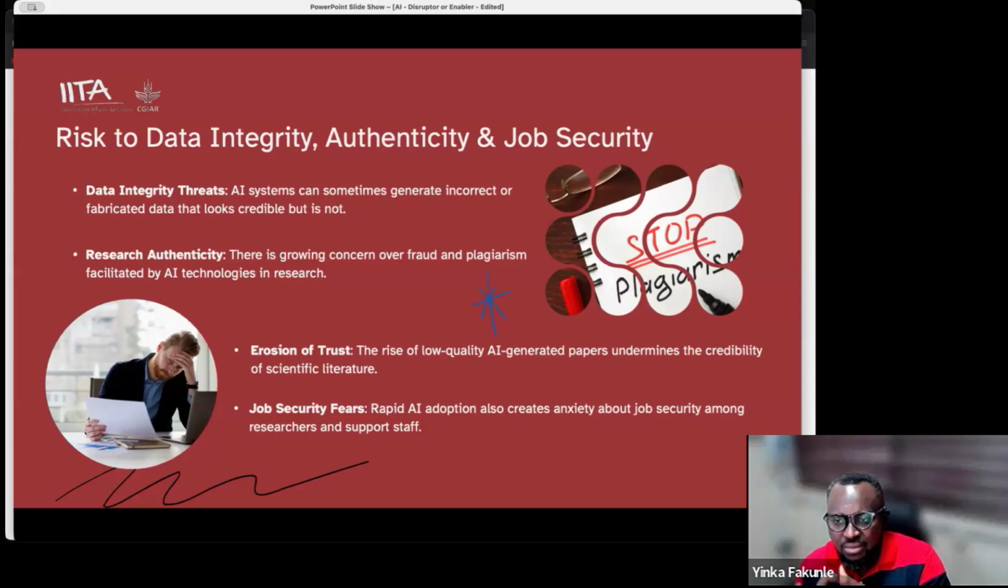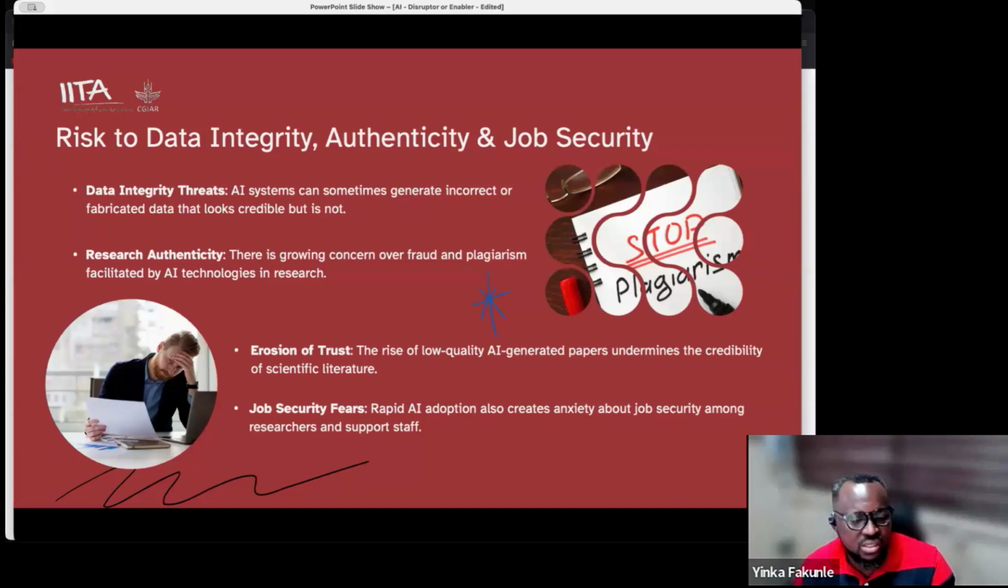Okay. Let's have that in mind. And now that we've covered how AI can disrupt by automating tasks and the new challenges that it brings, let us dive into a specific set. Let us start looking at the ethical concerns that come with AI.